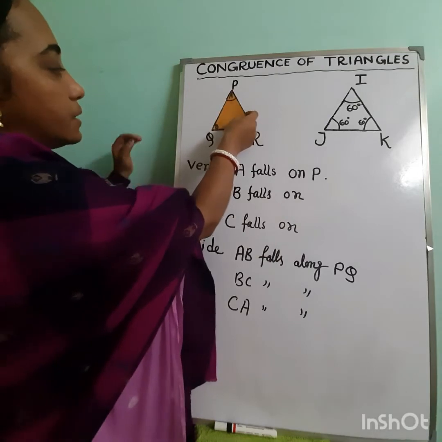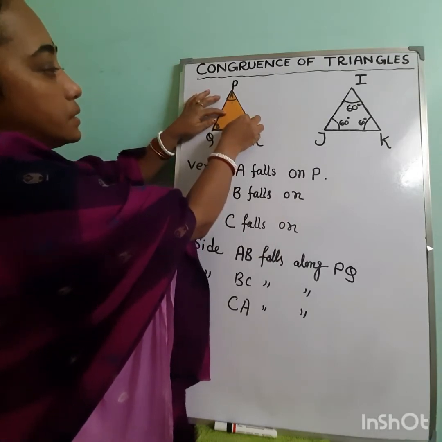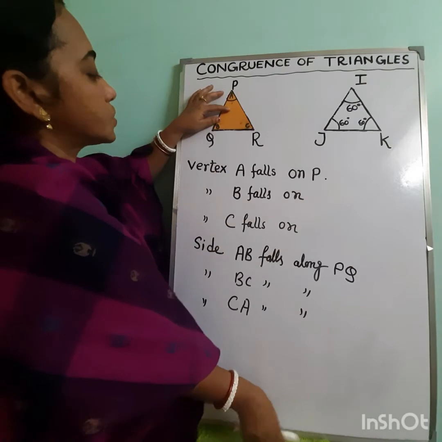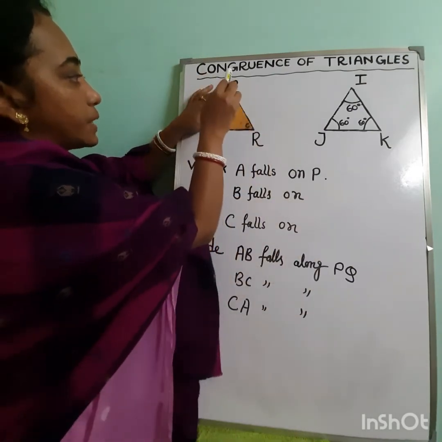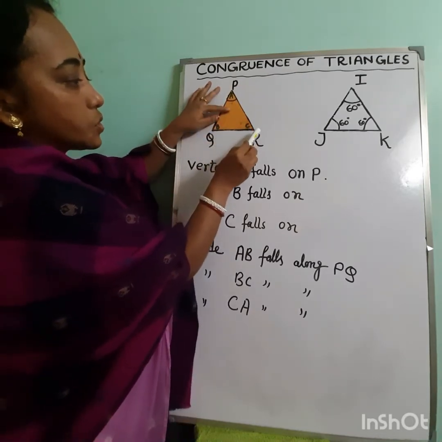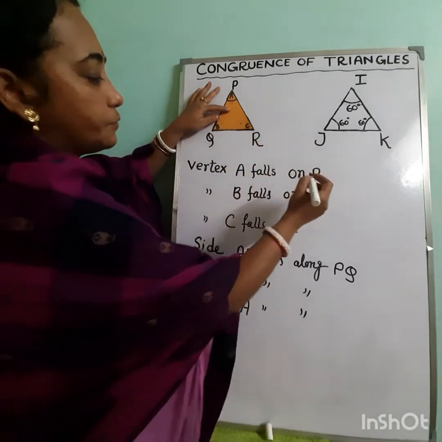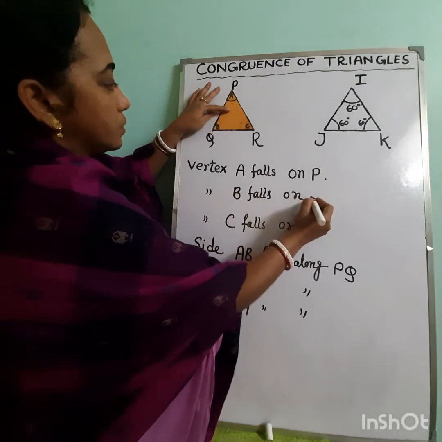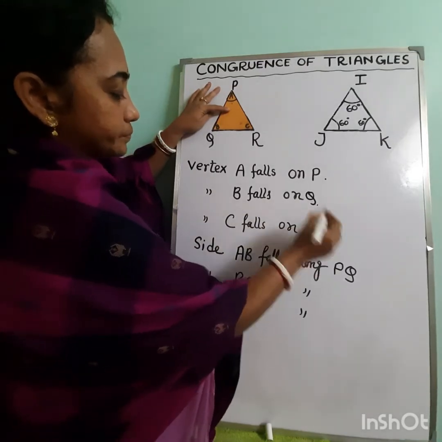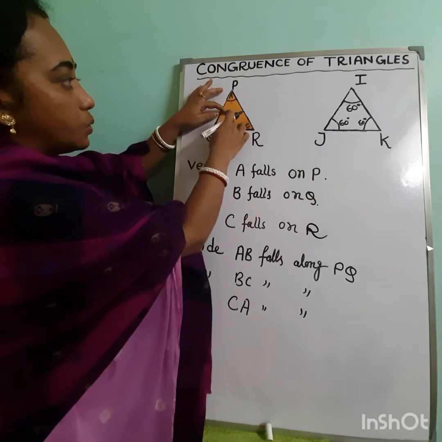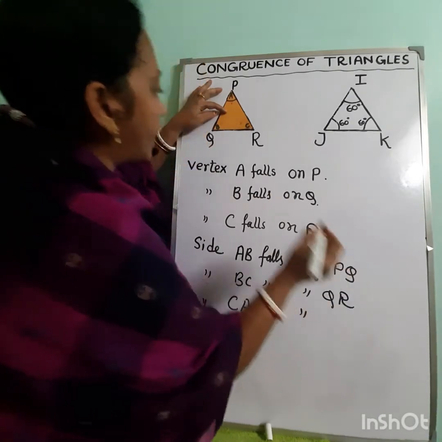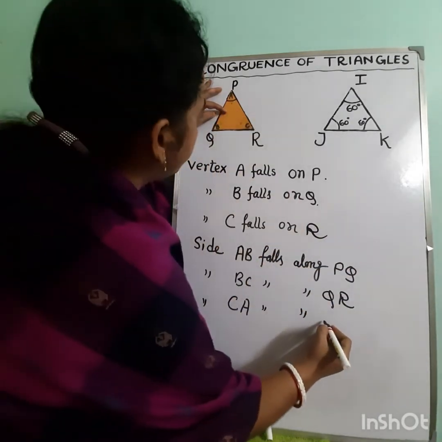Also, here we can observe that triangle ABC completely covers triangle PQR, and the vertices of triangle ABC fall on those of PQR: vertex A falls on P, vertex B falls on Q and vertex C falls on R. So we can write that vertex A falls on P, vertex B falls on Q and vertex C of triangle ABC falls on R. And side AB falls along side PQ, side BC falls along QR and side AC falls along PR.